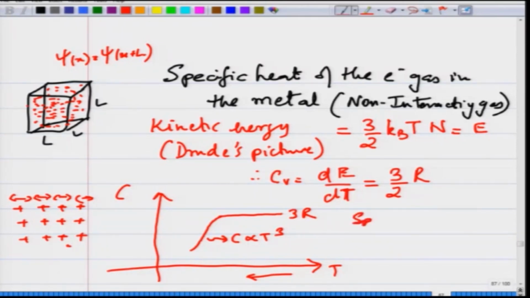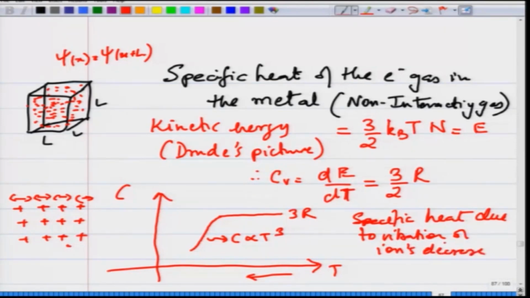The specific heat due to vibration of ions decreases as T cube. So, you would have expected that the specific heat of the solid should have gone down in this manner. As you go to lower and lower temperatures, the vibrations decrease and you think that the specific heat of the solid which is coming from the vibration of the ions is going to decay as T cube.